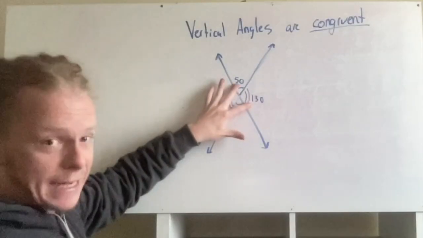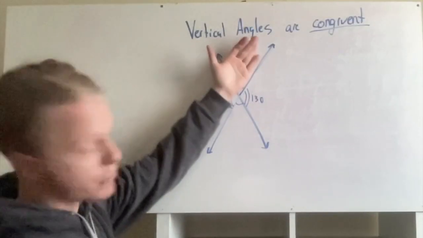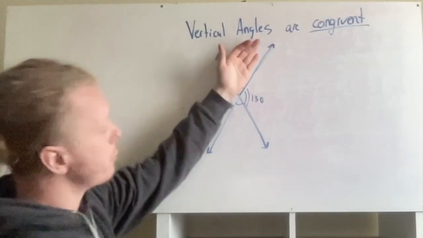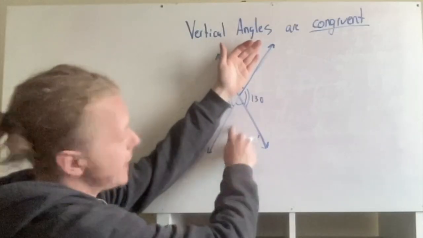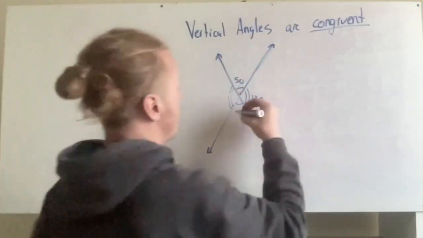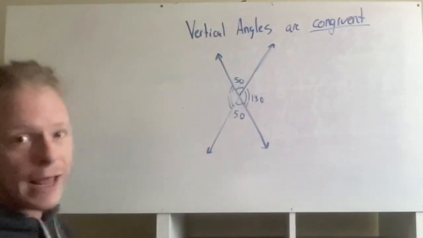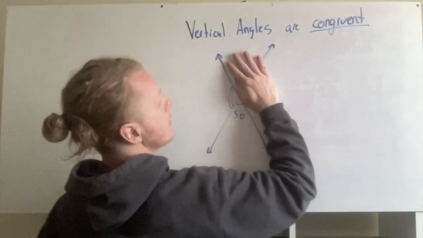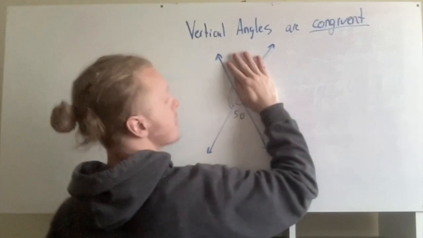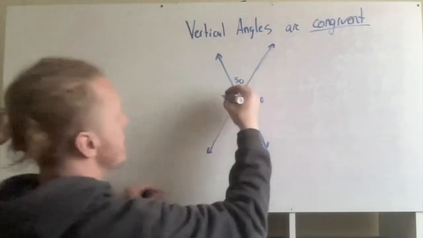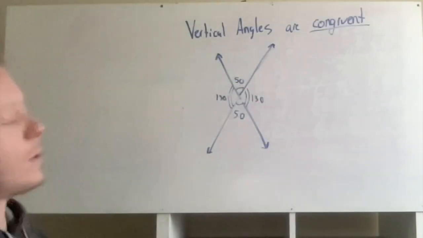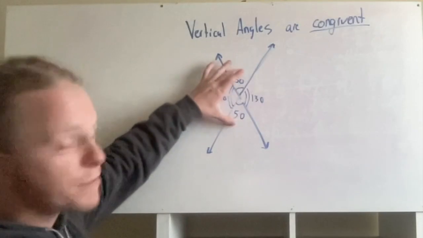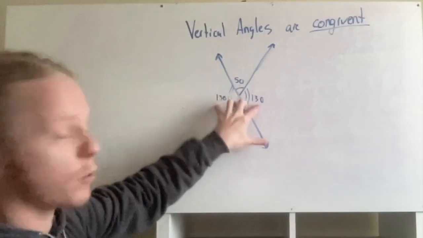Together they make 180. Okay, but then look here, we have another straight line. And these two are also supplementary. So if this is 130, how much more do we need to get to 180? We need 50 more, right? And then finally, over here, we have our last straight line, meaning it's 180 degrees. Supplementary angles. And with 50, we need 130 more to get to 180. So notice that in this situation, we have the two sets of vertical angles which have the same angle measurement.